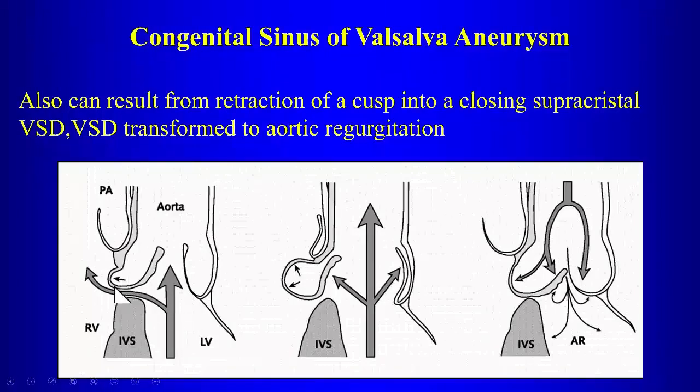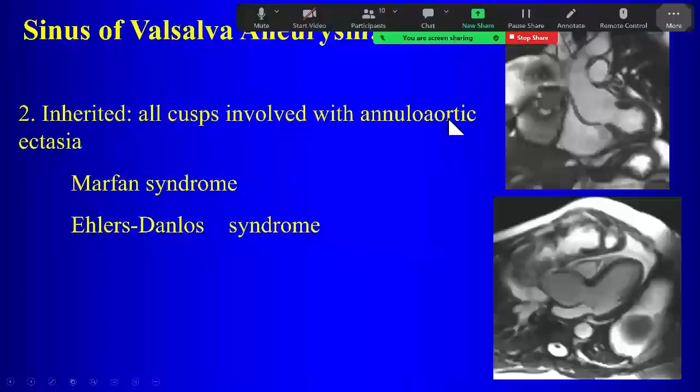We've said these can be associated with ventricular septal defects, and what happens with these high ventricular septal defects is that you can get prolapse of the sinus of Valsalva down into the defect, and that results in enlargement, so you get a sinus of Valsalva aneurysm. That can actually help to close the defect, but it also can result in aortic valvular regurgitation as a complication of that. So these congenital sinus Valsalva aneurysms can be associated with ventricular septal defects.